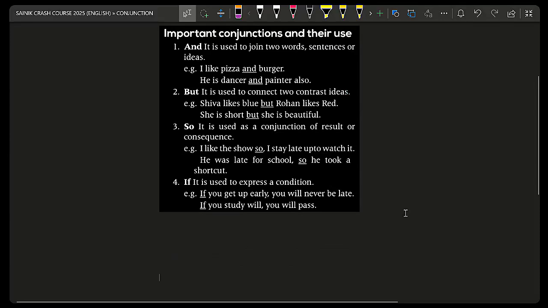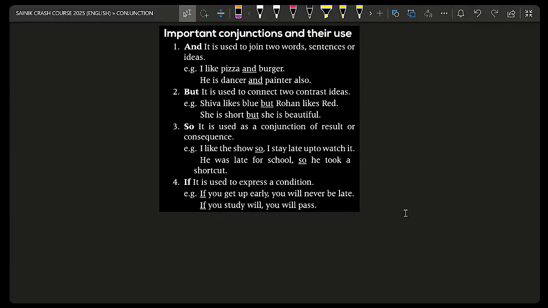And is used to join two words, sentences, or ideas. Whenever both of them are involved, then we are going to use and. I like pizza and burger. So it is equivalent to say I like pizza, I like burger. That means no need to repeat two times like that. Just you can say I like pizza and burger. That means it is applicable on both of them.